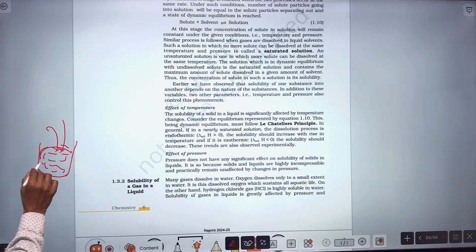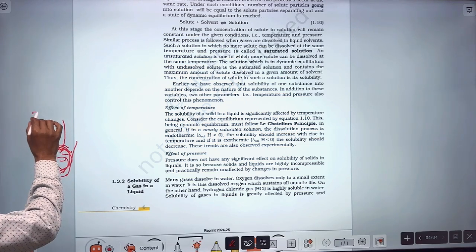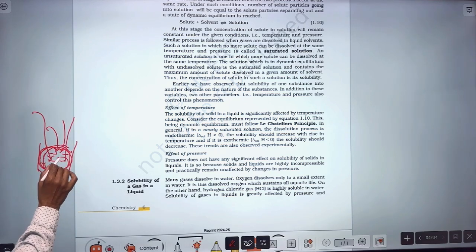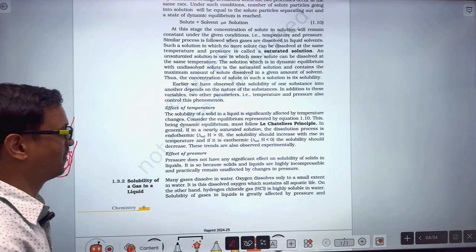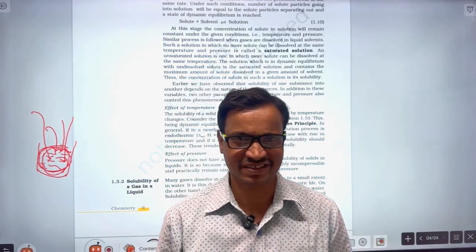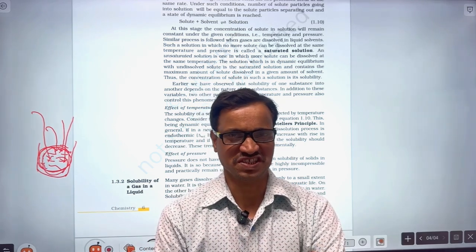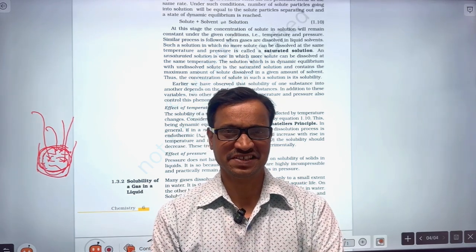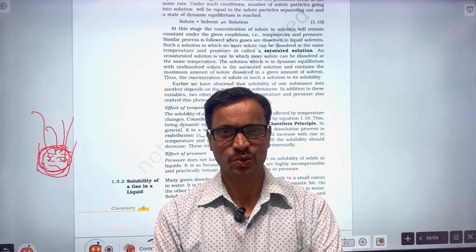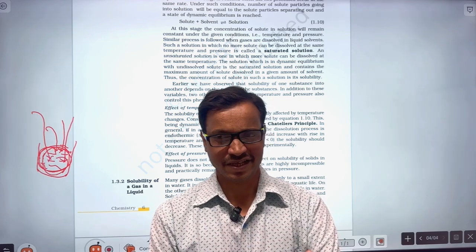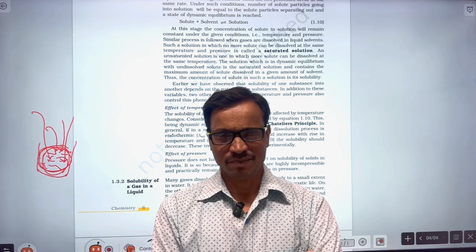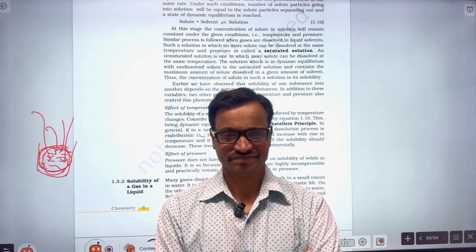When the temperature of water has been increased, then the amount of sugar which can be dissolved in the liquid will increase. So here the solubilization of sugar in water is an endothermic process. That's why on increasing the temperature, more and more sugar was dissolved.